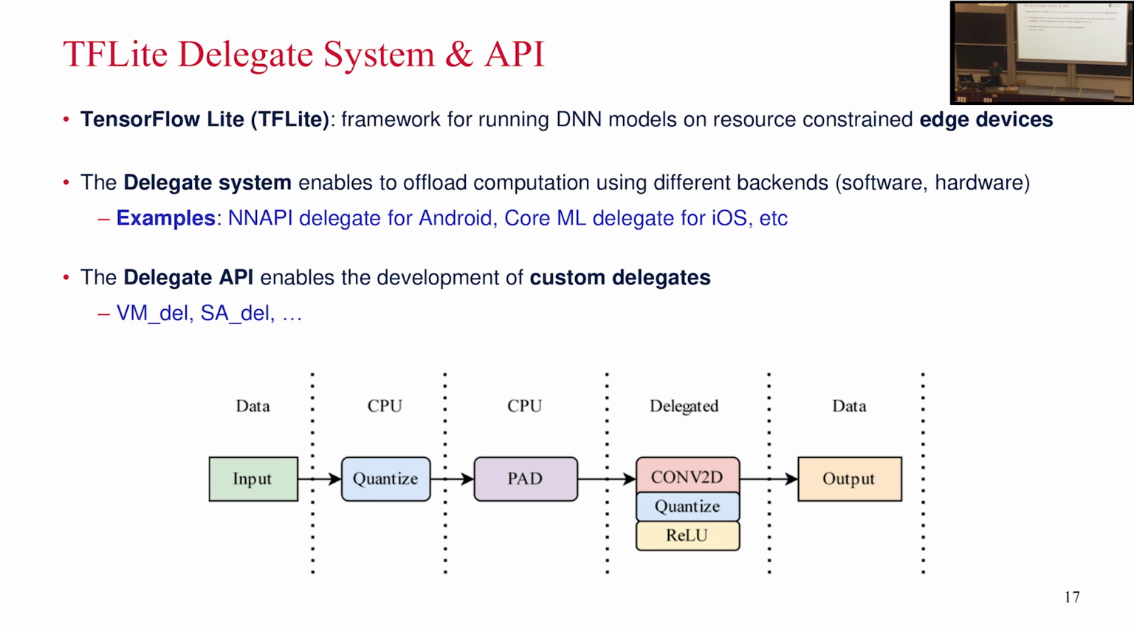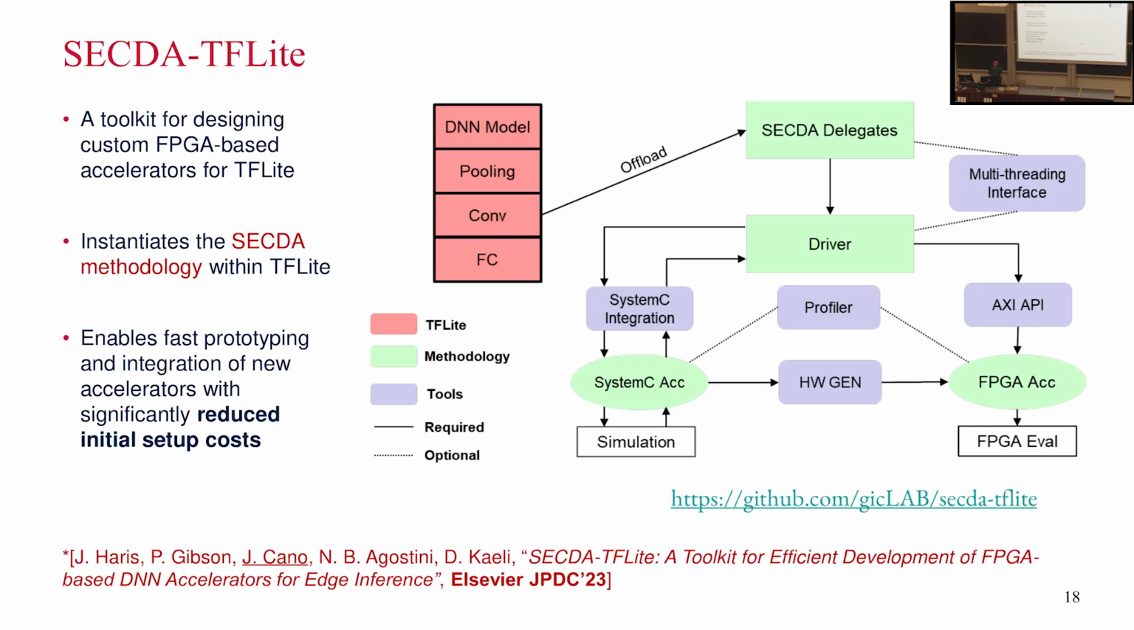So what happens, imagine that this is a neural network running, you have the data input, you, for example, execute on the CPU some quantization, then some padding. At some point, you have a set of layers together, convolution, quantization, ReLU, and you want to offload this to an accelerator. Well, you can have several delegates, and I will show you later. You can have a delegate to offload this, do the computation, and come back, right? And hopefully you have done this properly. This is going to be much faster than running on the CPU.